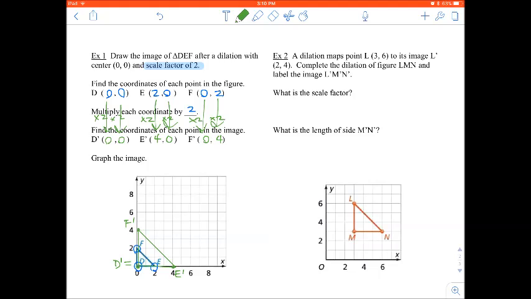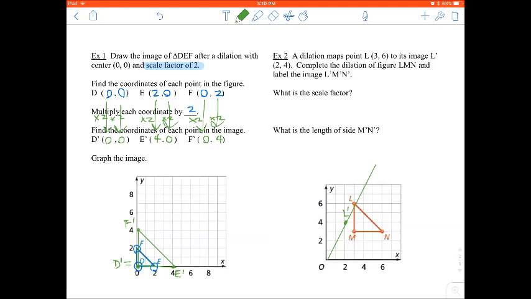If you take a look at example 2, now you are given actually a point and its image, and we're going to figure out what the scale factor is. So L is already graphed for us, that's at 3, 6. L prime is at 2, 4. And I would like for you to figure out what's the scale factor, finish graphing the image, and then what's the length of M prime N prime.